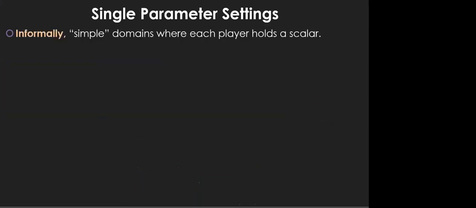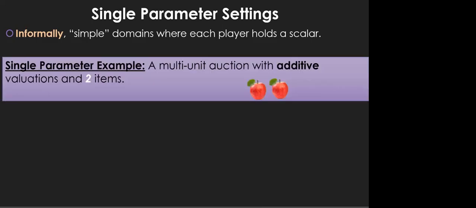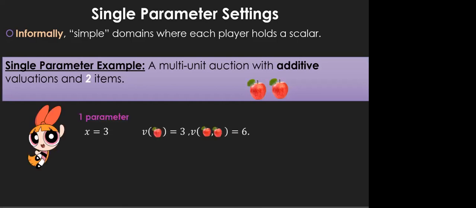So most of the results I'll talk about today are in single parameter settings, so I'll explain this term. Informally, a function is called single parameter if the valuation functions of the players are relatively simple, in the sense that the private information of each player is just one single scalar. So let's see an example of a single parameter function and also an example of a multi-parameter function in order to understand the difference. Let's begin with the single parameter example. Take a look at a multi-unit auction with additive valuations where the items are 2 identical apples. Note that if we know that the value of Blossom for 1 apple is 3, then we know that our value for 2 apples is 6 and that our value for 0 apples is 0. And therefore, a valuation can be expressed using just one number.